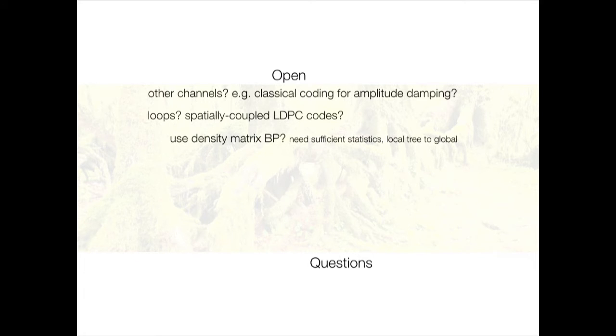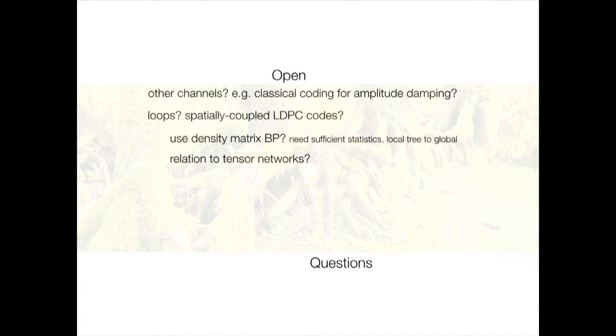Maybe we can use the density matrix belief propagation, the classical, just marginalize the density matrix for the description of the problem and then use this to build the Hellstrom measurement somehow. It's not really clear to me. For this, you need to have maybe some sufficient statistics come out of this. And okay, when you run this loopy case, you're not getting a global tree, but locally it will look like a tree. So how do we turn the local tree into a global tree?